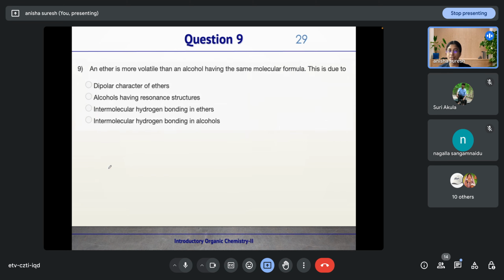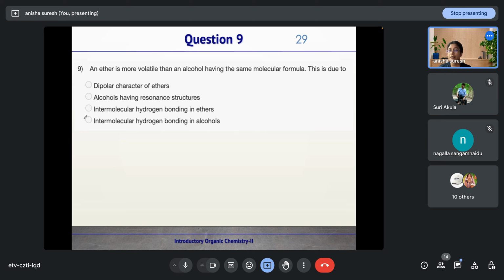Now coming to the next question. An ether is more volatile than an alcohol, having the same molecular formula. This is due to option A, dipolar character of ethers, option B, alcohols having resonance structures, option C, intermolecular hydrogen bonding in ethers, option D, intermolecular hydrogen bonding in alcohols. So ethers are very volatile and alcohols are not that much compared to ethers. So what is the right answer?